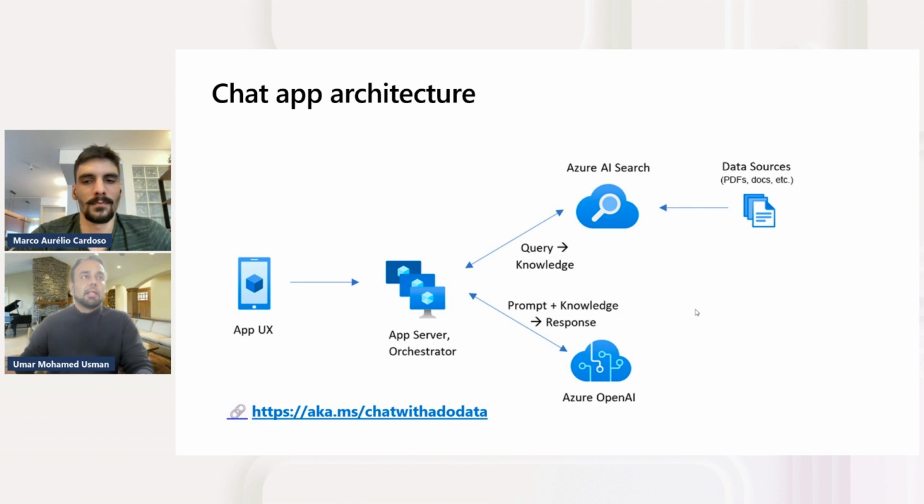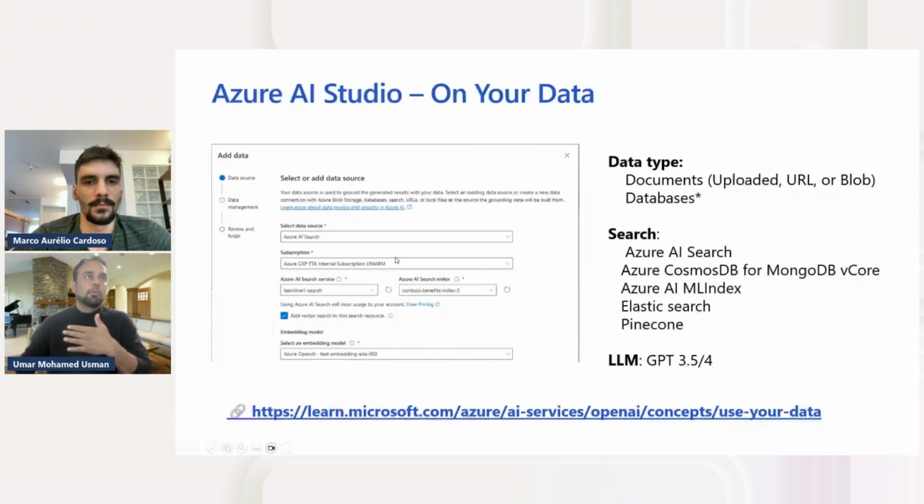And this is what we are going to go through. We will be going to Azure OpenAI Studio. You can do this in Azure AI Studio as well. We will be using the On Your Data feature to use Azure AI Search as a data source, and go through the process of chatting with your data in Azure OpenAI Studio.